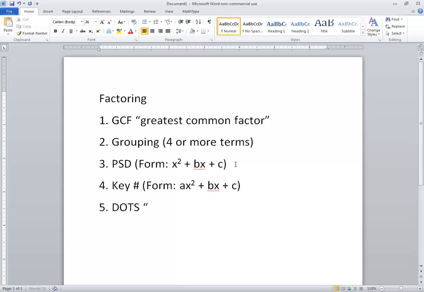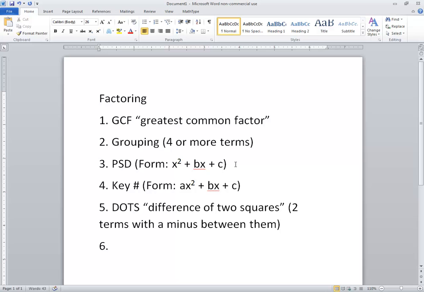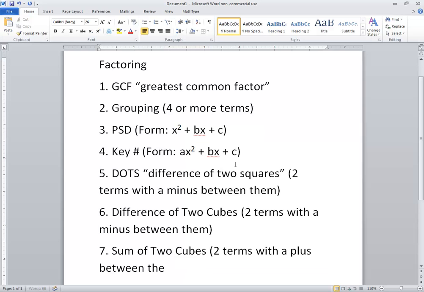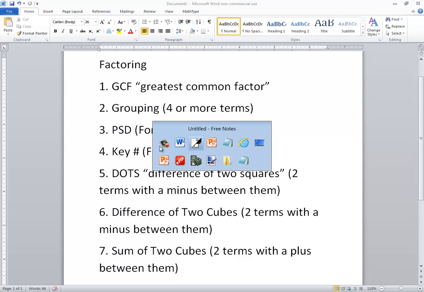Our fifth one is dots, and that's difference of two squares, and that's when you got two terms with a minus between them. Our sixth one is the difference of two cubes, and that's where you got two terms with a minus between them. And our seventh one is the sum of two cubes, and that's where you got two terms with a plus between them. Now you always try to do GCF, and from there, the form of it dictates which method to use.